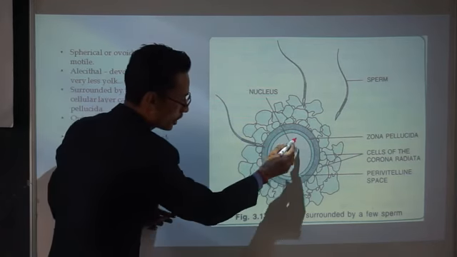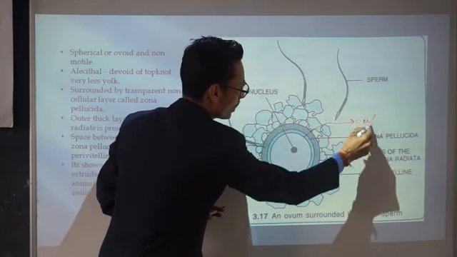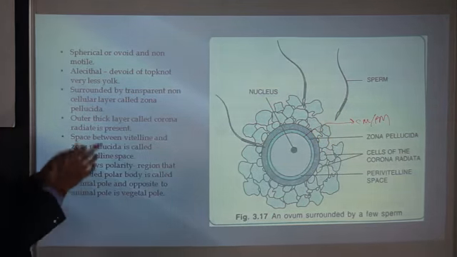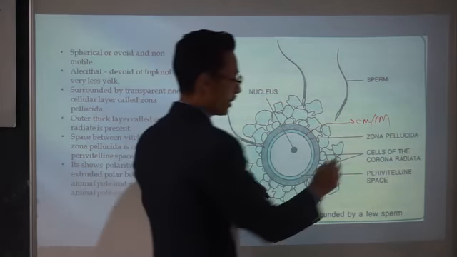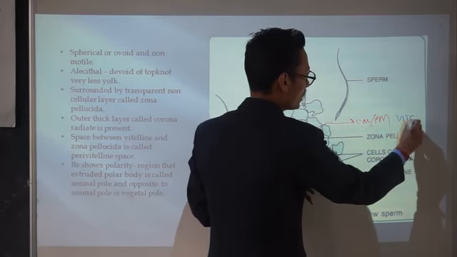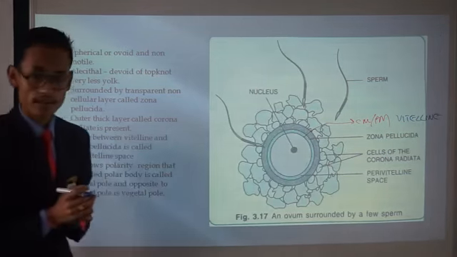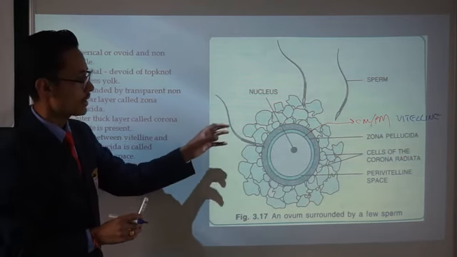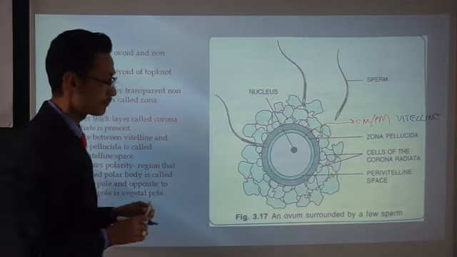Now, which part is the plasma membrane or cell membrane? This particular layer, which you can see over here, we call the cell membrane or plasma membrane. We also call it the vitelline membrane. So this ovum or egg has its own cell membrane, or plasma membrane, or vitelline layer.